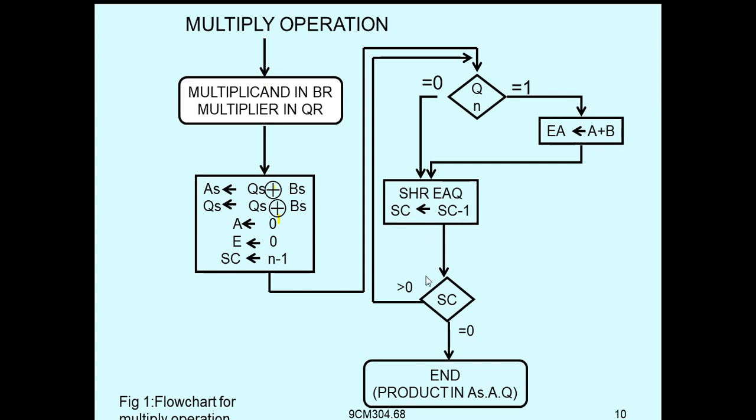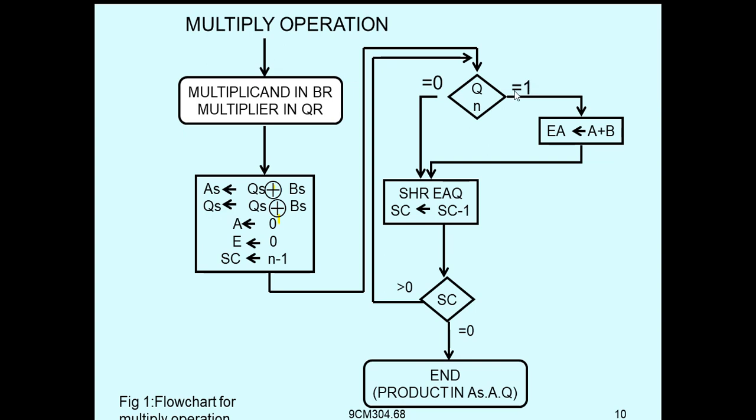Every time, if SC is equal to 0, then we have to end the process. The final result is AS, the sign bit, and AQ is the final product of the two numbers. If it is not 0, then once again it goes back here.